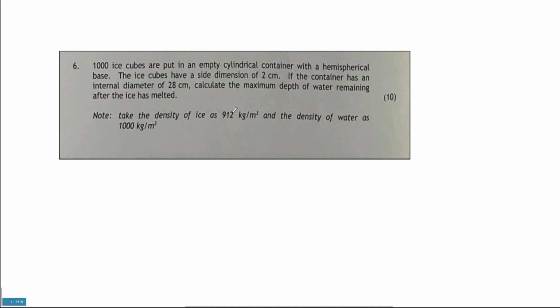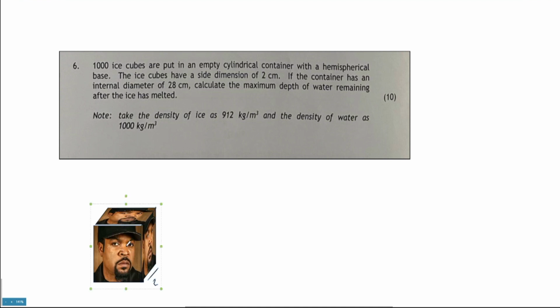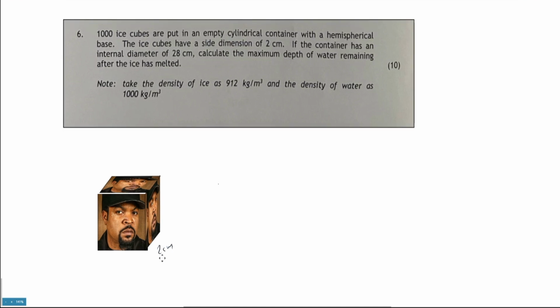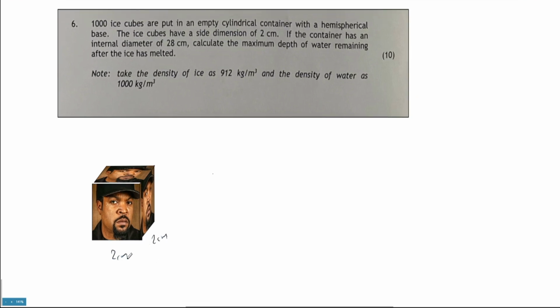We're going to calculate the volume of the ice. We're going to melt it, and we're going to pour it into the container and see how deep it is after that. So first of all, let's get 1,000 ice cubes. The ice cubes are 2 centimeters by 2 centimeters by 2 centimeters. I think I've got one somewhere. Let me just go grab an ice cube.